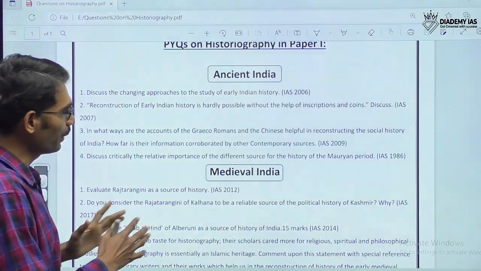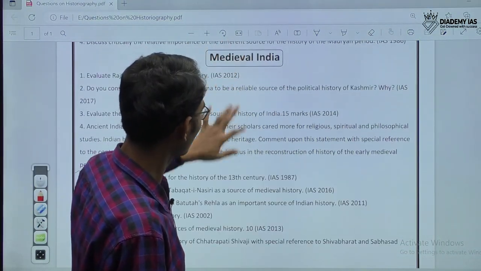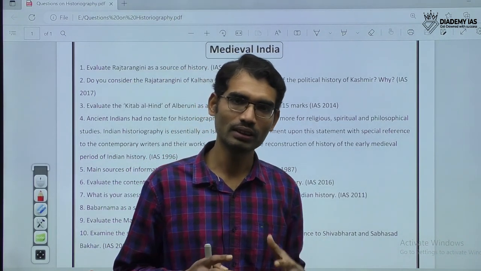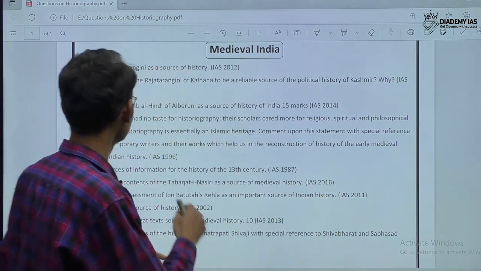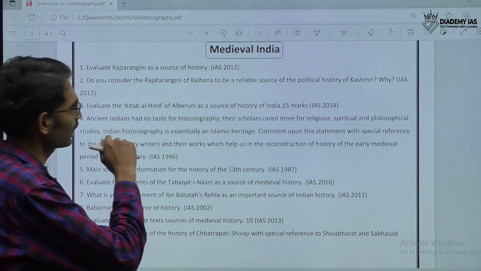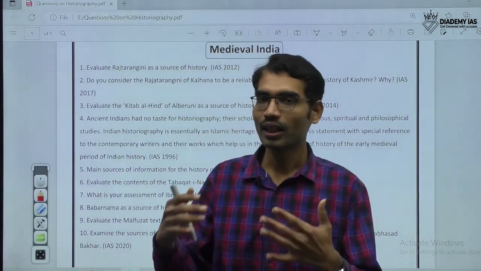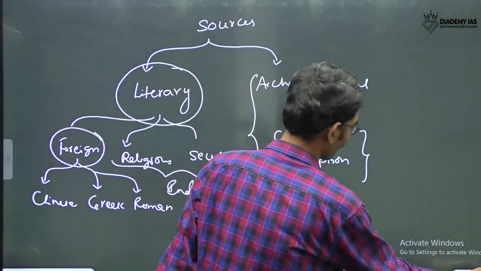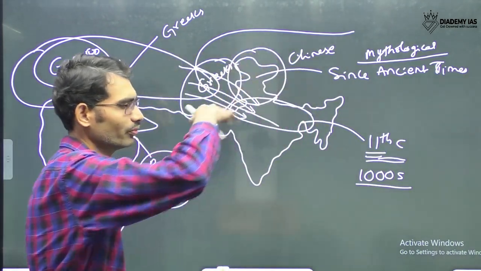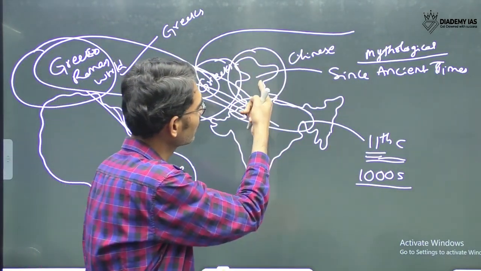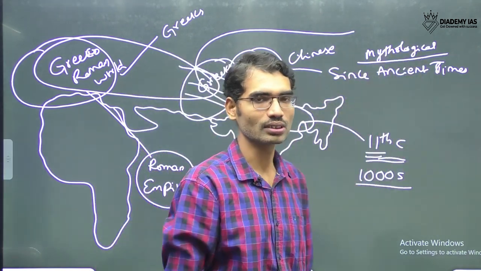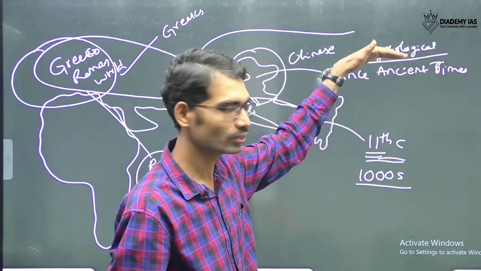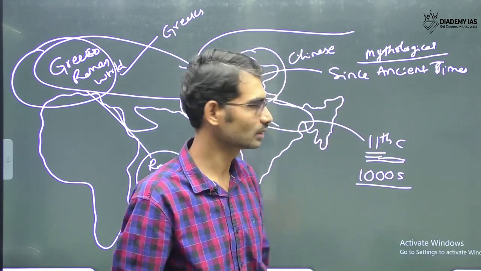And when it comes to medieval history, in the beginning of medieval history, two important sources gave an important insight into Indian history. One is Al-Biruni's Kitab al-Hind and the second one is Rajatarangini of Kalhana. Kalhana belongs to the Kashmir region and he explained various rulers who ruled the Kashmir region since mythological times also. So here historians have to segregate the mythological part from the historical part of his observations.